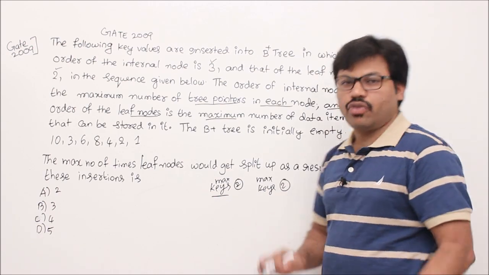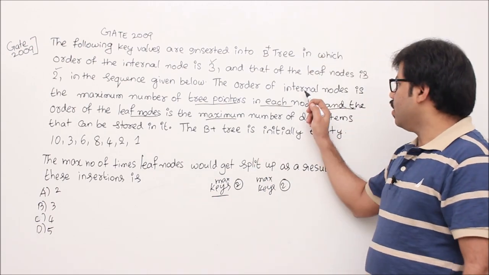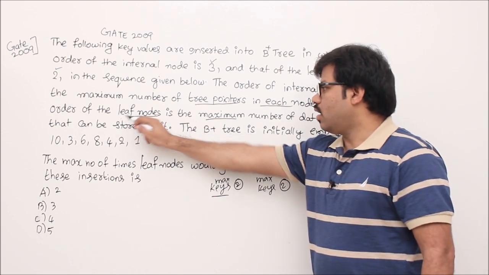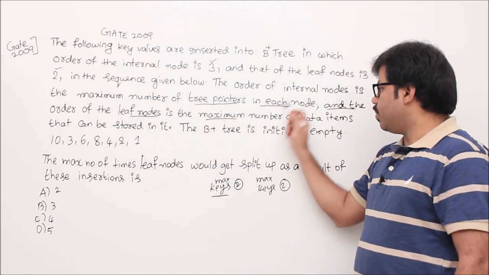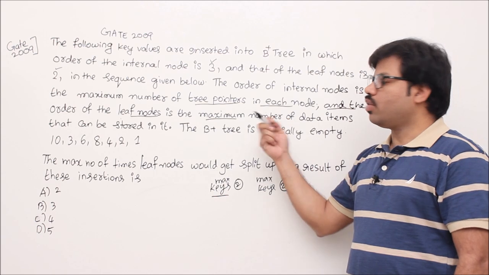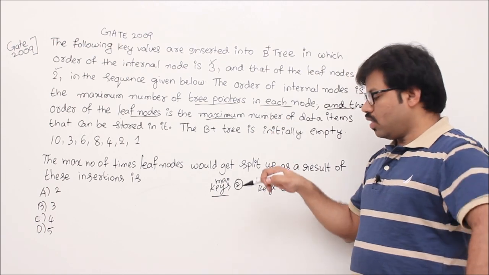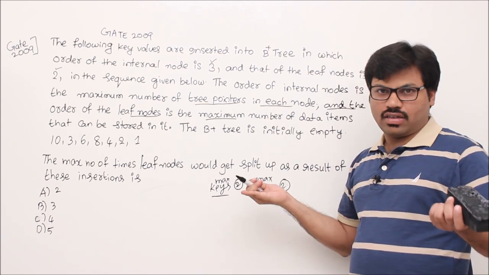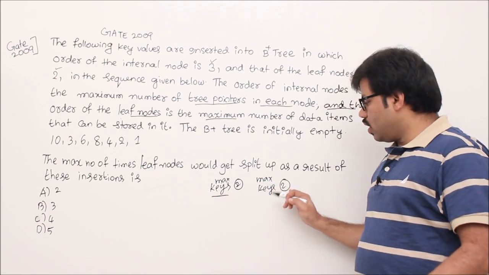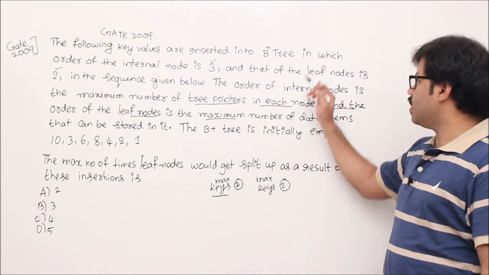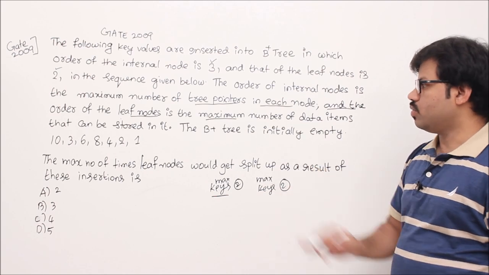Right? So if you have doubt, read it again. Order of the leaf nodes is the maximum number of data items you can store. If I store 2, then that is the order. For example, maximum you can store 2, then it is the order. That is the way it is defined. Yes, we know that order is 2, so it is 2.